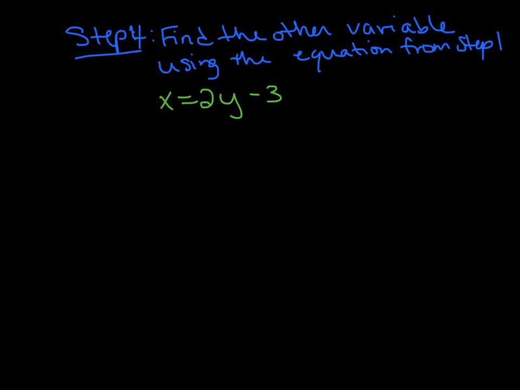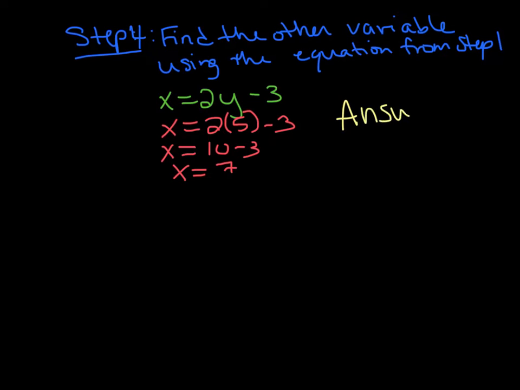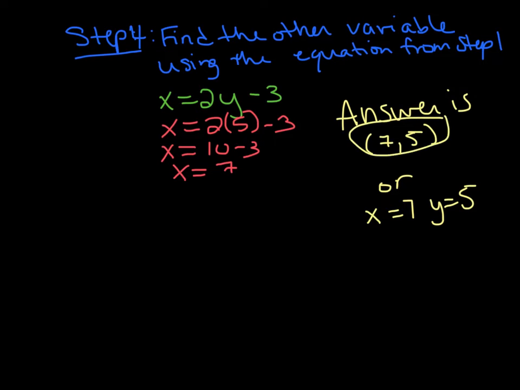That was my equation. So now I know, based on what I just got in my previous step, that y equals 5. So what I'm going to do is substitute in 5 for y. I end up getting that x equals 7. So my answer is going to be, there's two ways I can write it. I can either write it as a point, (7, 5), or I can write it as x equals 7, y equals 5. Either of those two is an okay way to write the answer.